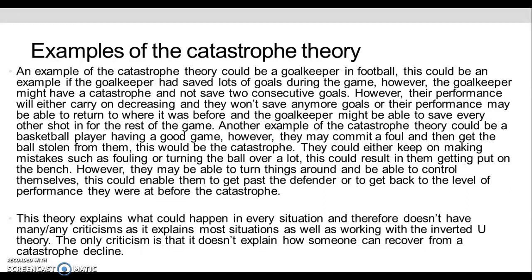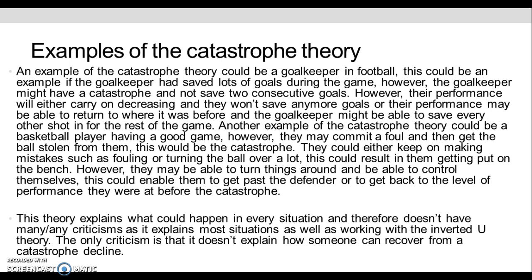Another example of the catastrophe theory could be a basketball player having a good game. However, they may commit a foul and then get the ball stolen from them. This would be a catastrophe as they've had a turnover and caused a foul. They could then either keep on making mistakes such as fouling or turning the ball over a lot, which would result in them getting put on the bench. However, they may be able to turn things around and be able to control themselves.